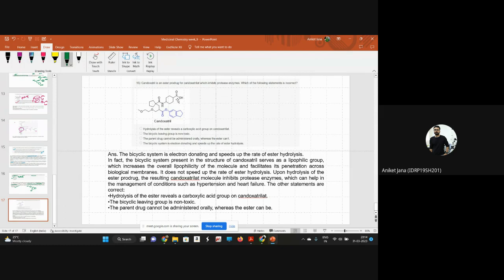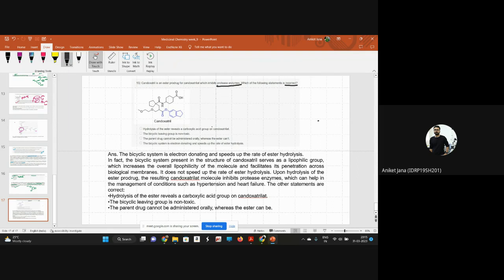Okay. So, what is it saying? A structure is given here of an ester prodrug for candoxatrilat, which inhibits the protease enzyme. Which of the following statements is incorrect?